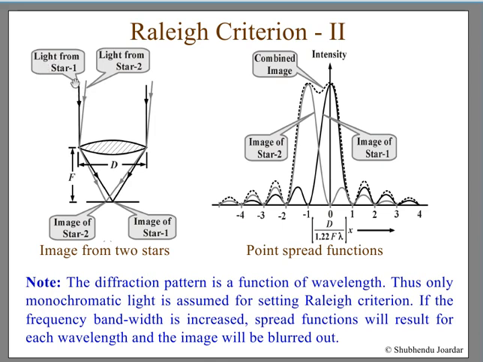So this is the light from star 1 and this is the light from star 2. Naturally, you will see 2 point spread functions formed at these 2 locations, one here for star 1 and one here for star 2. If you plot it, you will see that this is for one and this for another. And if the distance between the 2 reduces, then these 2 peaks will come very close.